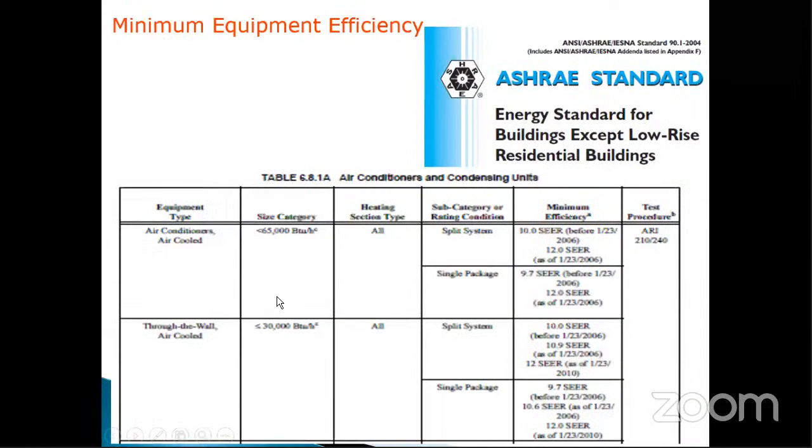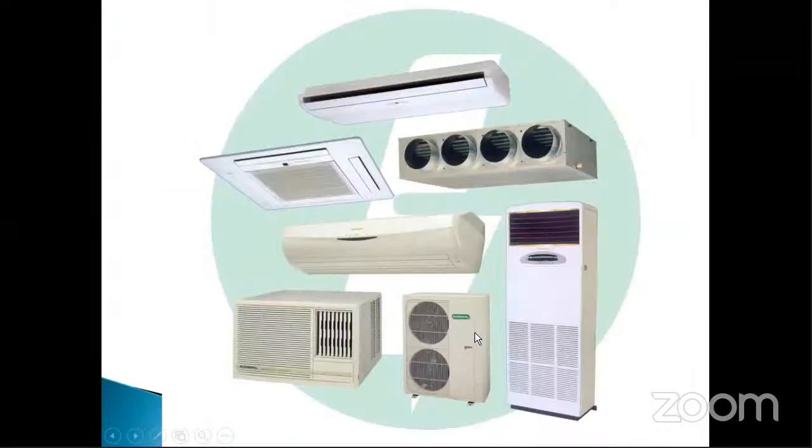The power consumption of your equipment and the minimum equipment efficiency is provided in the Energy Conservation Building Code, as well as in the ASHRAE 90.1 standard. So air conditioners could be of different types. The one which is commonly used is the window AC, as you can see here, where all components are packed in a box. You have the compressor, condenser, expansion device, and evaporator coil, everything packed in this box.